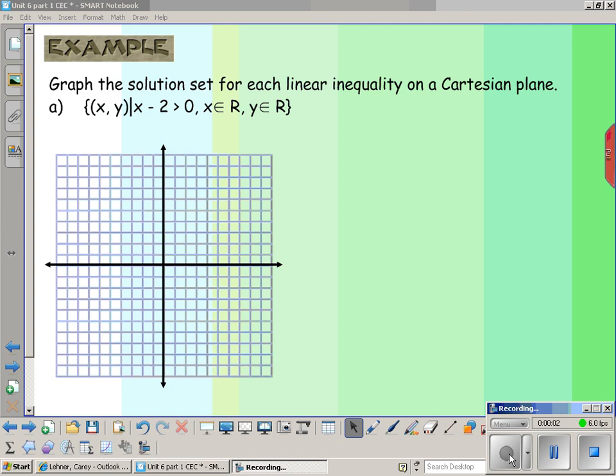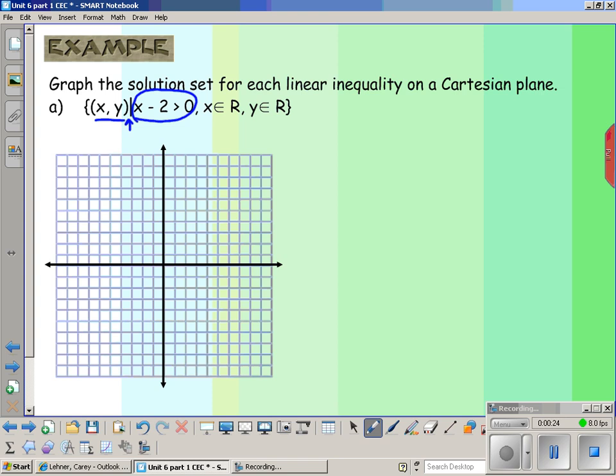We are going to continue our work from the previous lesson. Here we want to graph the solution set for the linear inequality on a Cartesian plane. It's just written a little bit differently. What this is saying is that points (x, y) fit this inequality: x minus 2 is greater than 0, where x is an element of reals and y is an element of reals. That simply means that this is continuous data.